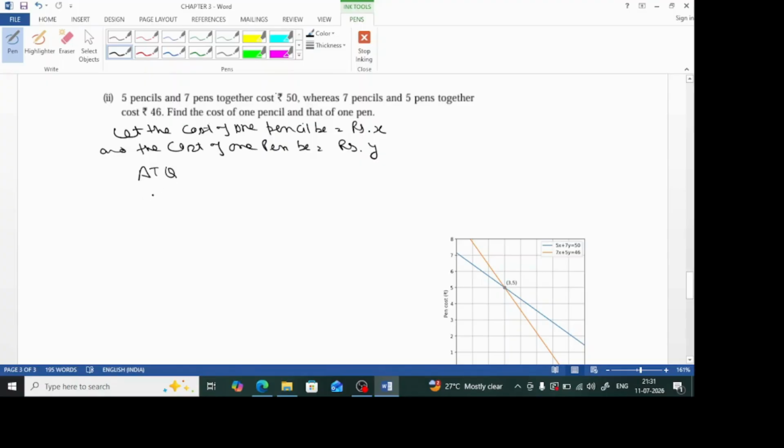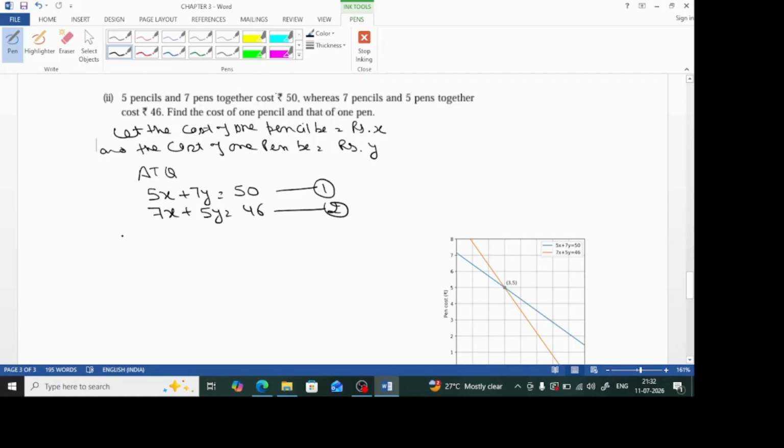Five pencils means 5 into x plus 7 into y is equal to 50. This is my first equation. And second equation will be 7 pencils plus 5 pens is equal to 46. We solve these equations, and we will plot these equations on the graph and we will get the answer.